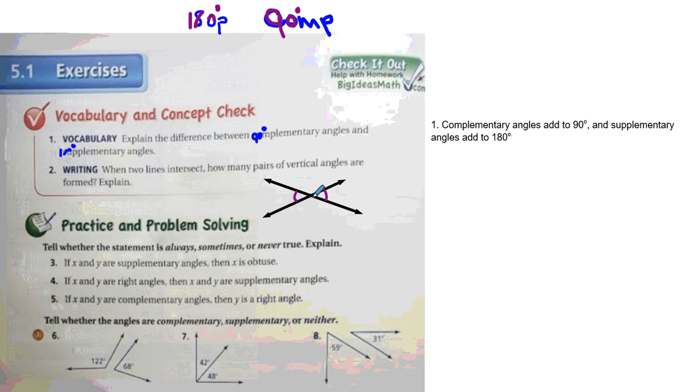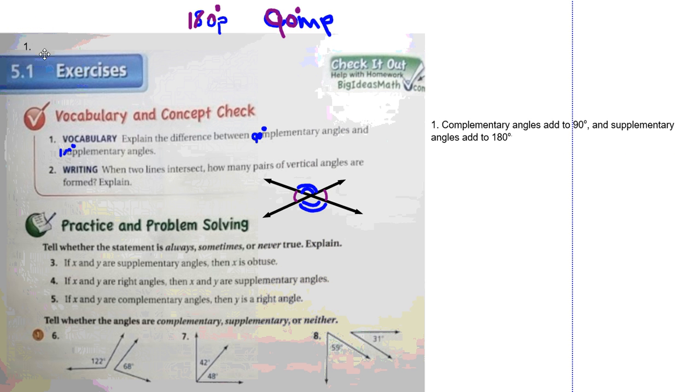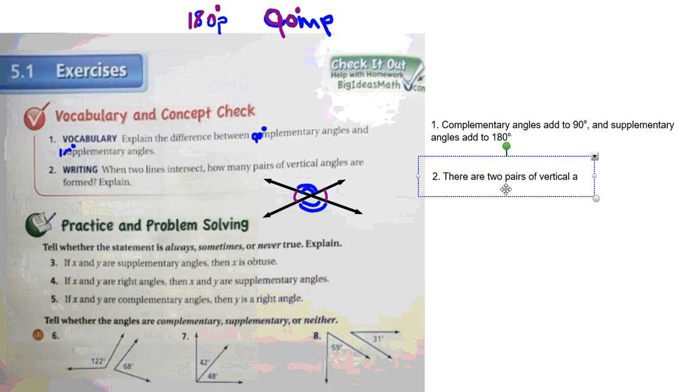So this is one pair of vertical angles. And then right here, we have another pair of vertical angles, the other two that are right across from each other. So how many pairs? One pair here, another pair there, since a pair means two. So we have two pairs, and each one consists of two angles. So for the second one, I'm going to say that there are two pairs of vertical angles.